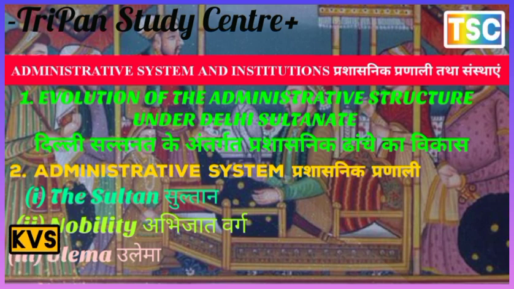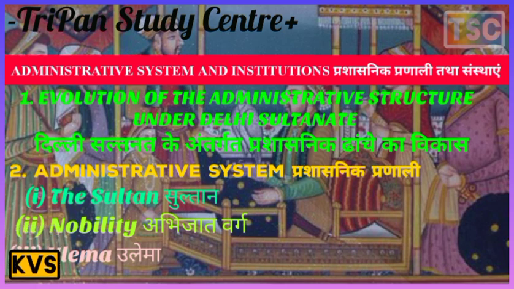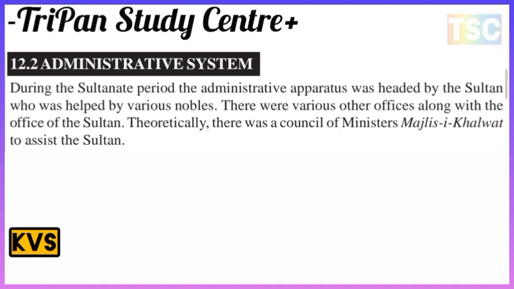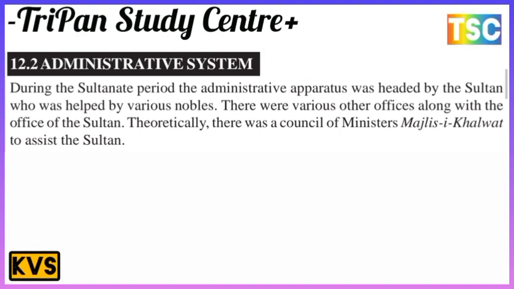The next most important topic here is the administrative system. During the Sultanate period, the administrative apparatus was headed by the Sultan, who was helped by various nobles and various other offices along with the office of the Sultan. Theoretically, there was a council of ministers, the Majlis-i-Khalwat, to assist the Sultan.